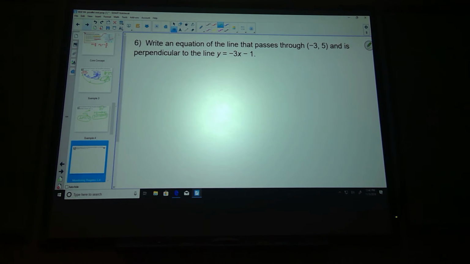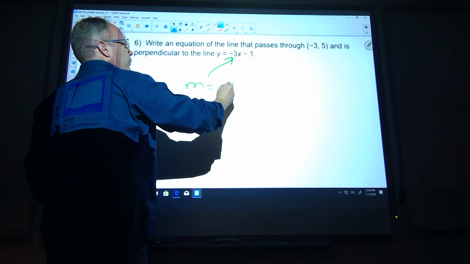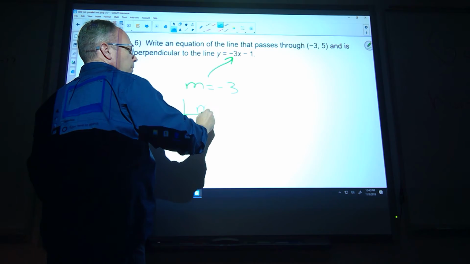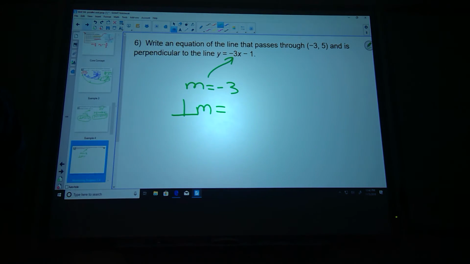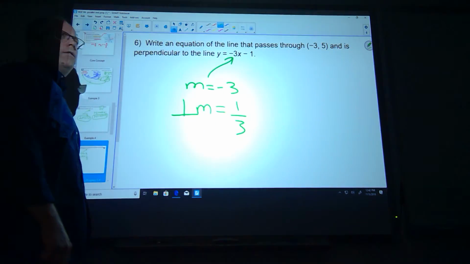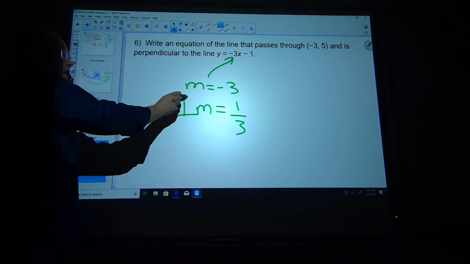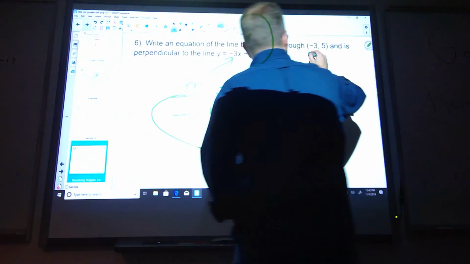All right, write the equation of the line that passes through negative 3, 5 and is perpendicular to this linear equation. So what's the slope here? The slope is negative 3. So what does my perpendicular slope have to be? How do I flip 3 over? 1 over 3 and change the sign so it's positive 1 over 3. One positive, one negative. Are they flip overs of each other? Yup. Okay? And again, that's for the equation.